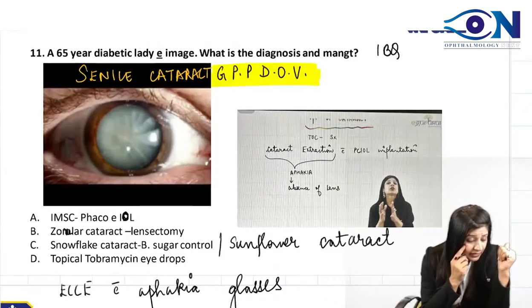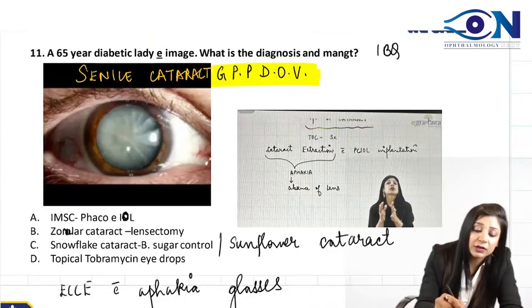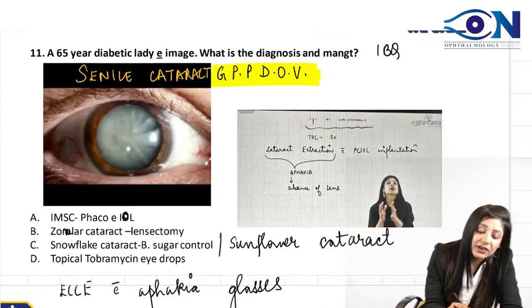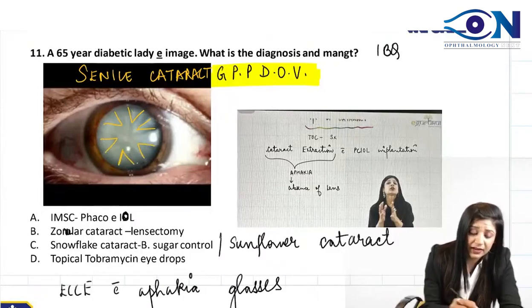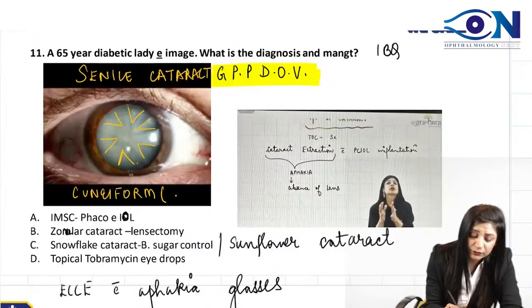Similar image only, ma'am, for sure. So this is a similar kind of image. So what can you see here? You can see we are having the wedge shaped areas coming from the periphery towards the center. So this is the wedge shaped area. So this will be your cuneiform type of cortical cataract.